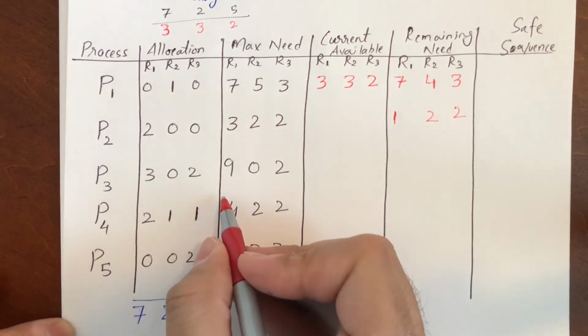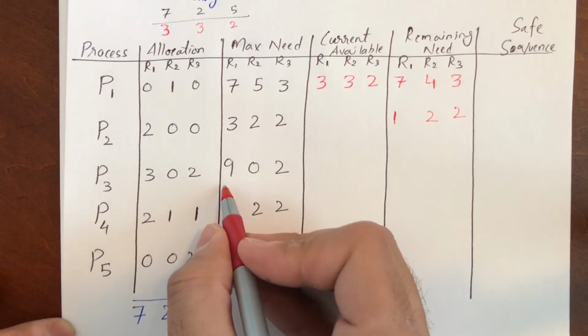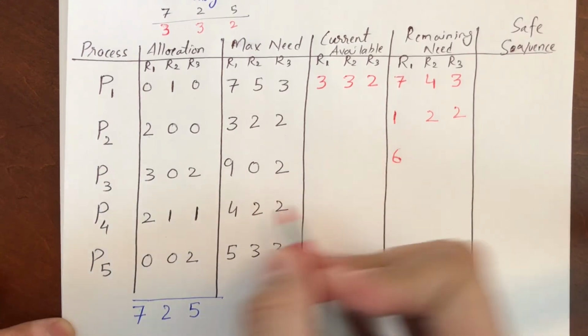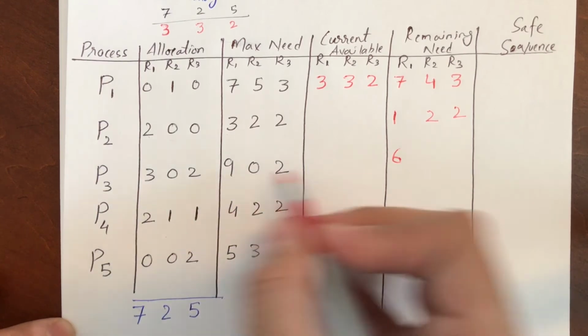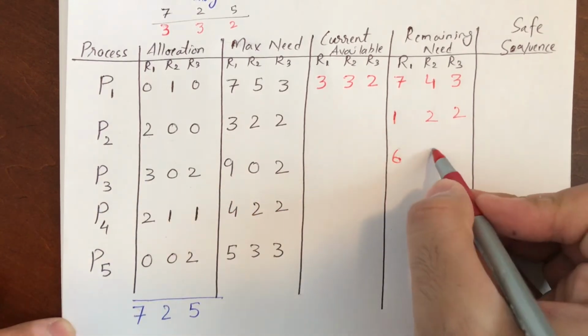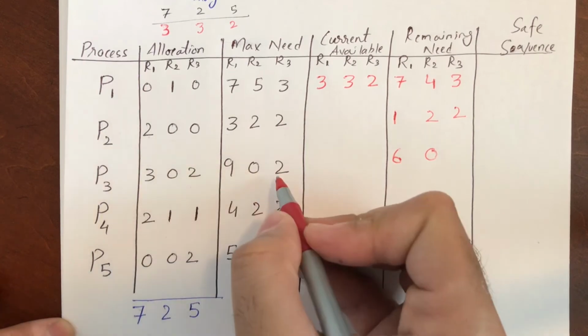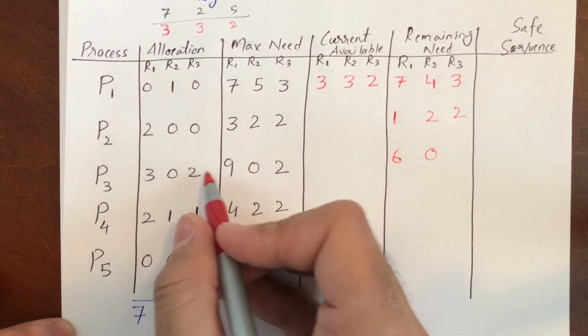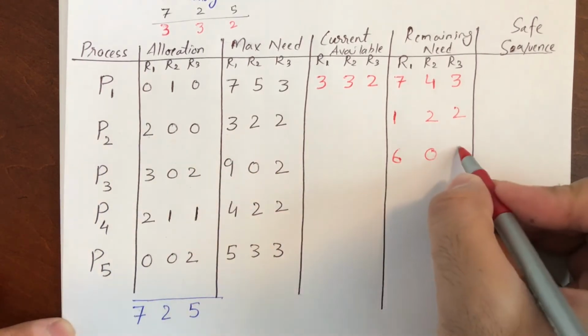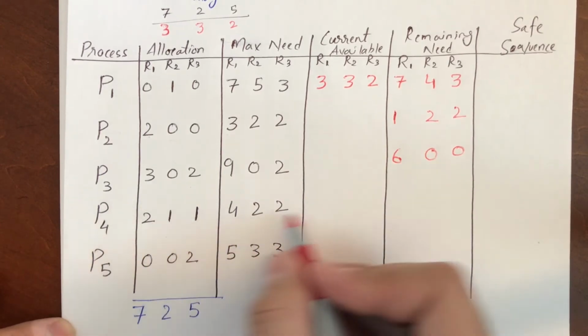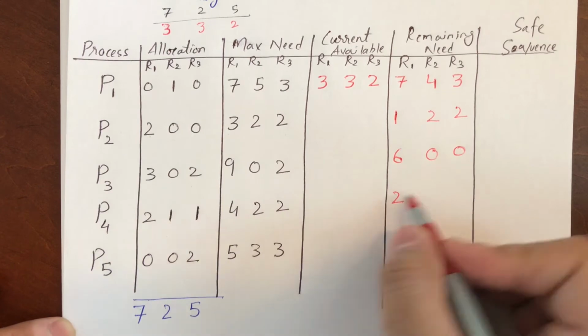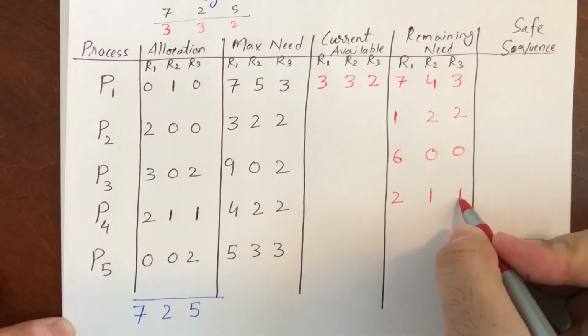For R3, 3 have been allocated, 9 are required, so 6. We need 6 more resources. We don't need any kind of resource. R2 required, R2 0. 2 R3 instances have been allocated, and 3 were required or maximum, so 0 required. So subtract this: 2, 1, and 1.